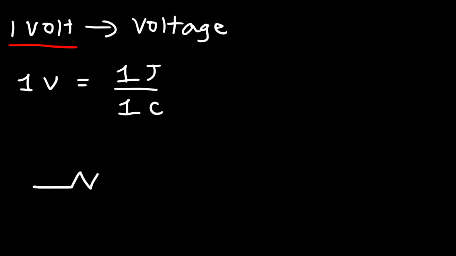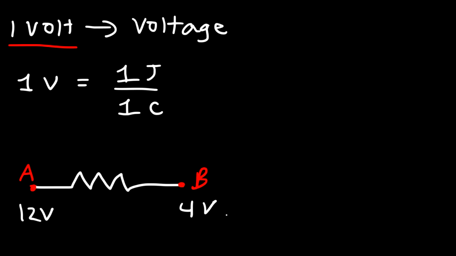And to illustrate that, let's say we have a resistor, and let's call this point A and point B. Let's say point A is at 12 volts and B is at 4 volts. So the electric potential at B is 4 volts and the electric potential at A is 12 volts. But what is the voltage across this resistor between points A and B? The voltage is the difference in these 2 points. It's the electric potential difference of point A and point B. So it's going to be 8 volts. So both voltage and electric potential share the same unit, and that is volts.